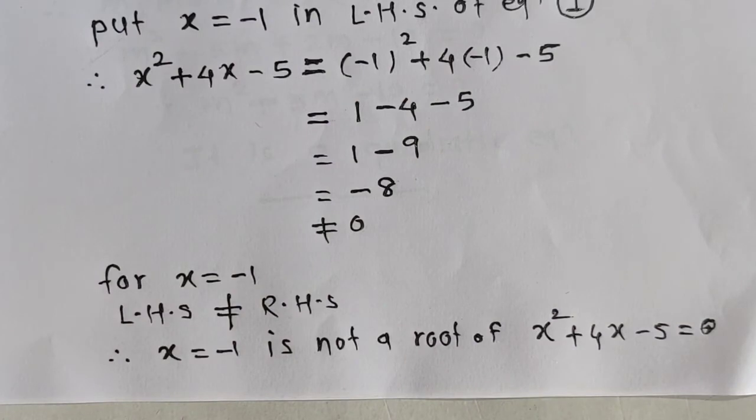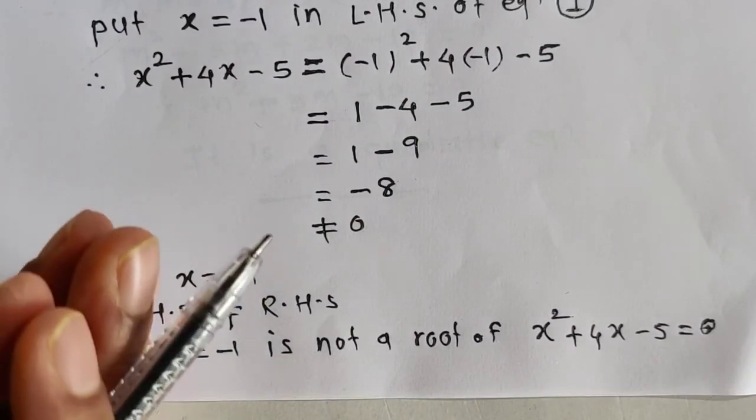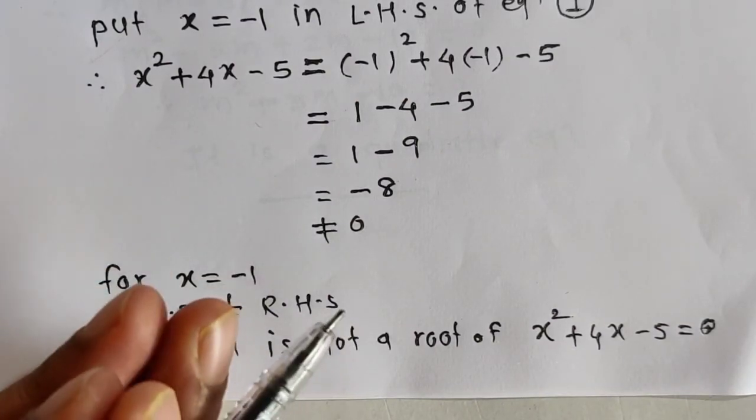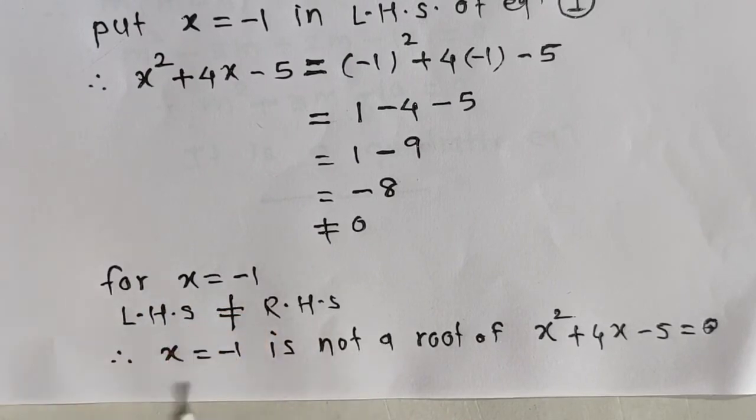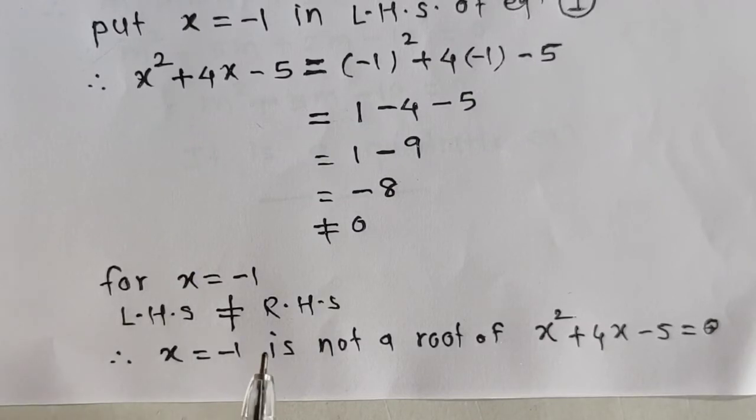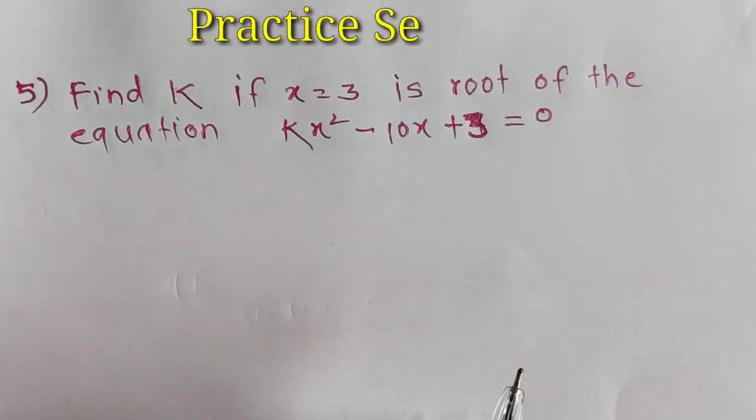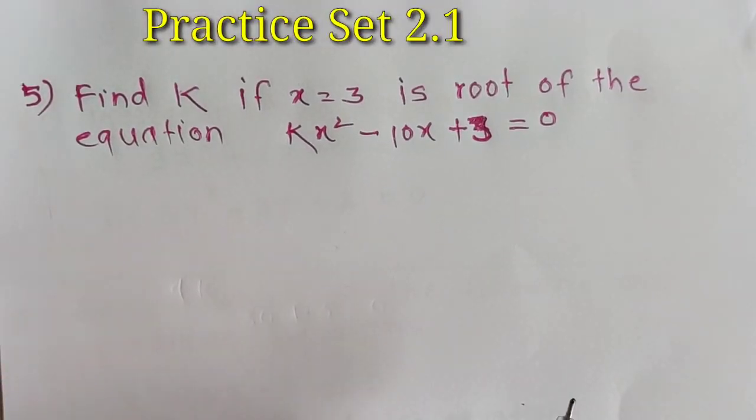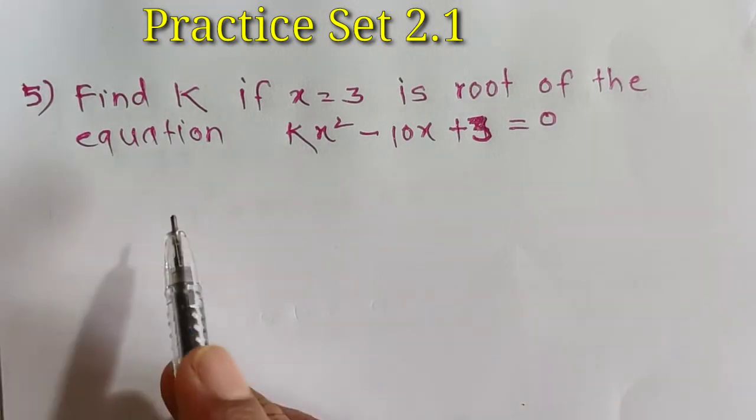So this question number 4 is very, very important. So do the practice of the remaining sum, only one sum is there, or more sums at home. So please do the practice of such type of sums, and if you have any doubt, then write in the comment box. So let us see the fifth sum from practice set 2.1.